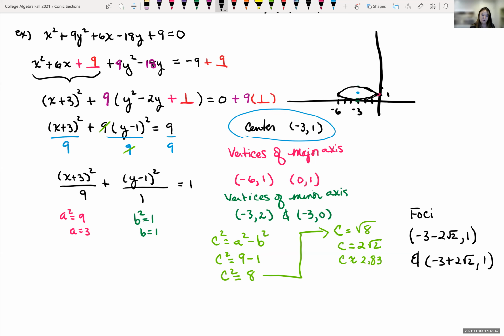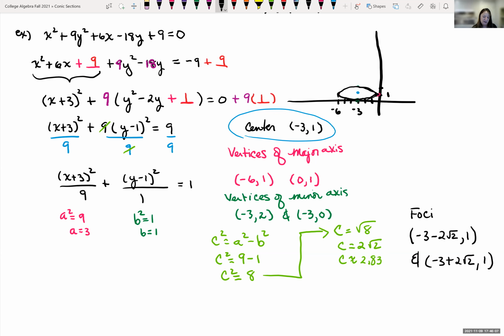Okay, so you should be able to put the equation in that standard form of an ellipse if it's not already done so that you can figure out what the shape looks like. Is the major axis parallel to the x-axis or y-axis, and then be able to find your vertices on the major axis and vertices on the minor axis.